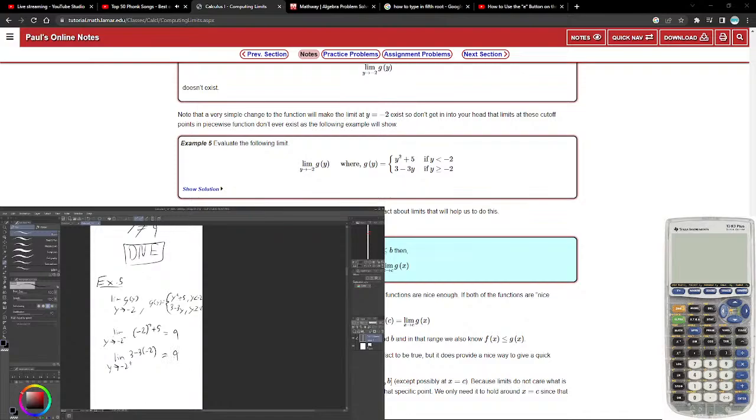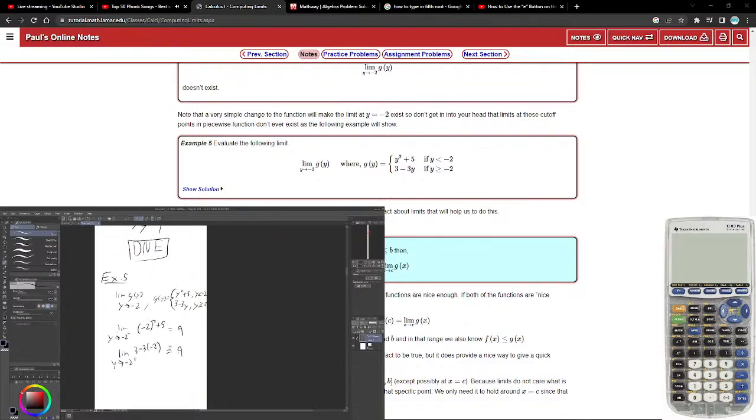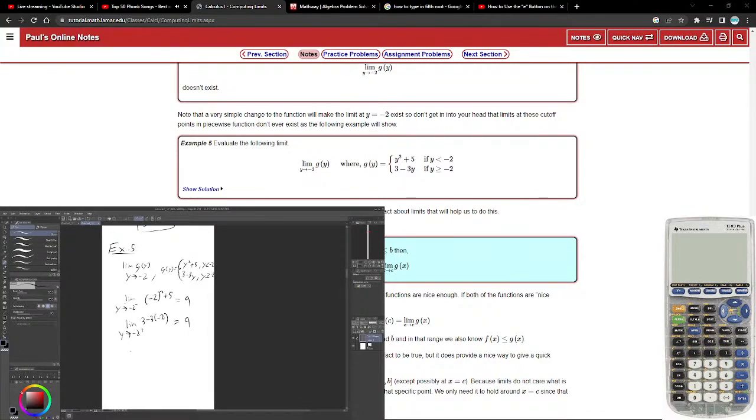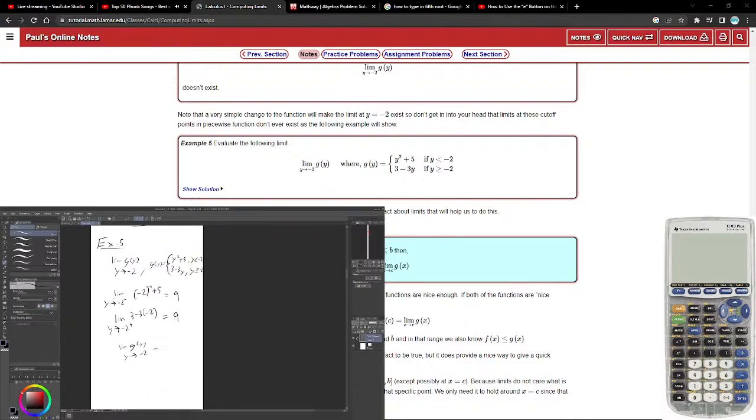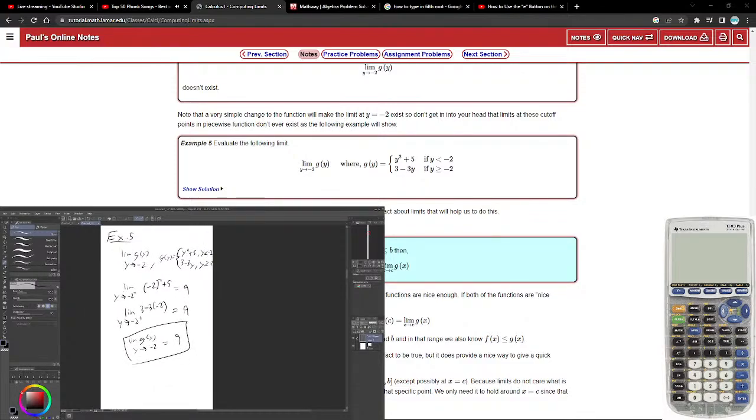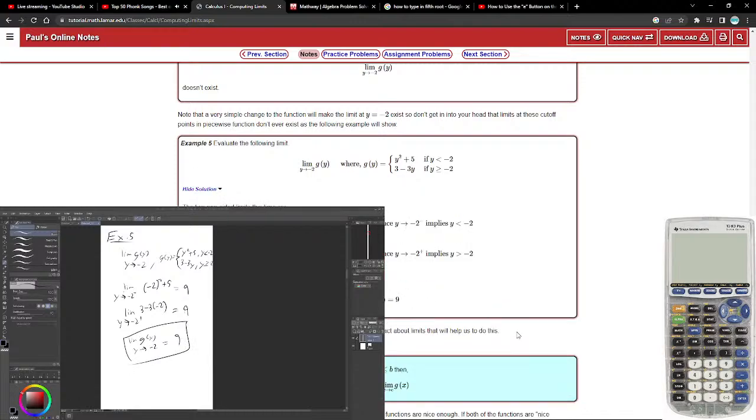Yep, they're the same. The two one-sided limits this time are those. The one-sided limits are the same, so yeah, okay.